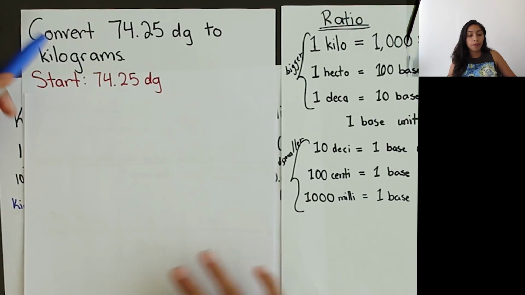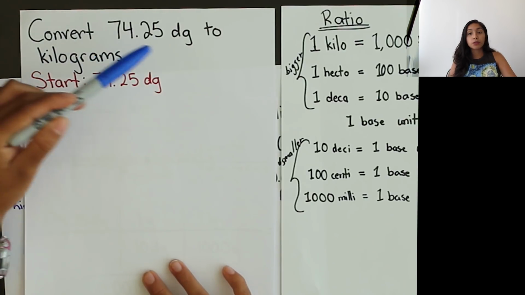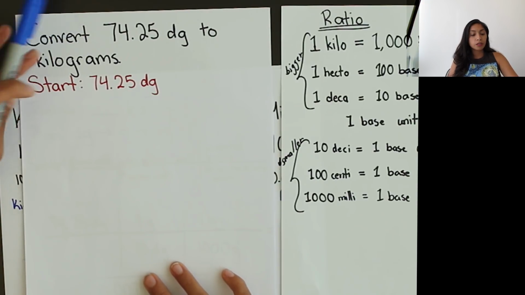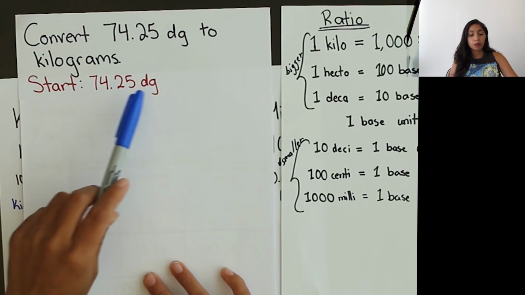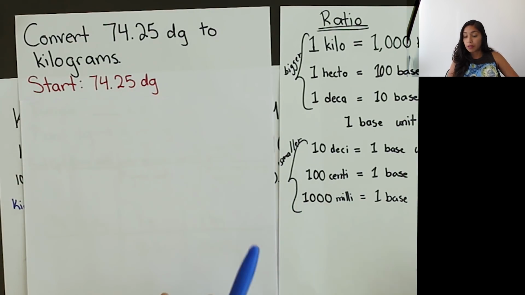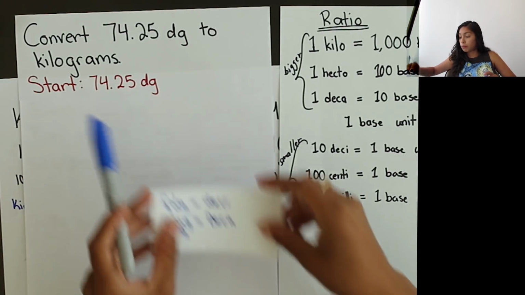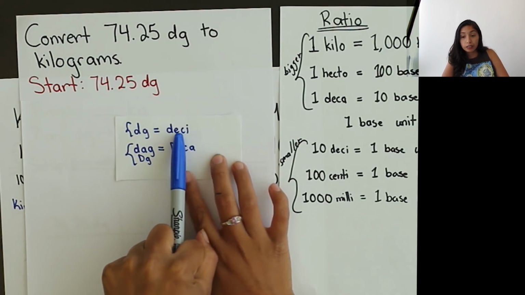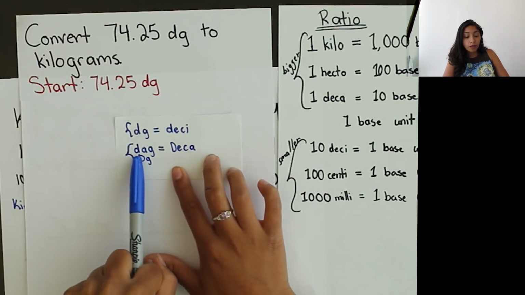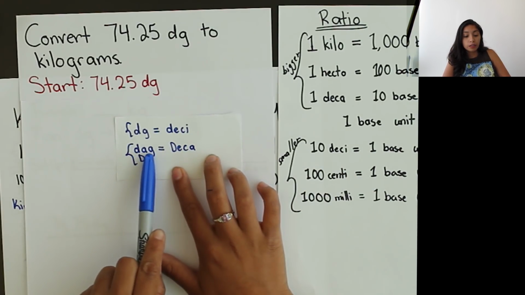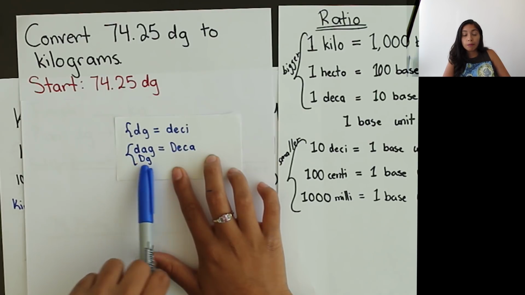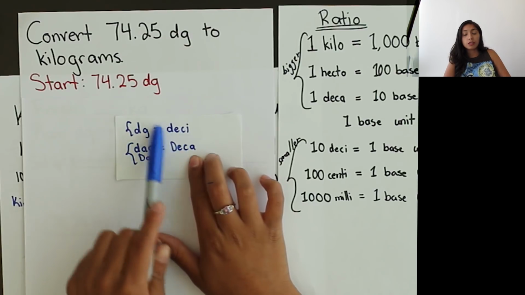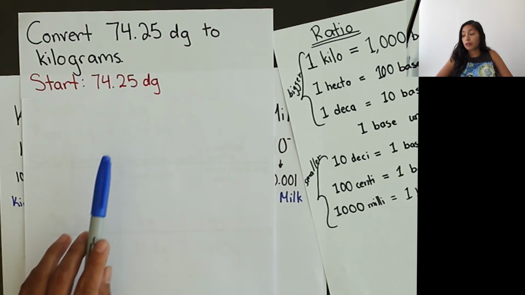Let's do another one. Convert 74.25 decigrams to kilograms. We're going to start with 74.25 decigrams. Now, some students might get confused, but anytime you see lowercase dg, that is for deci. And every time you see lowercase dag, or capital D with a G, that is deca. So since we have a lowercase d and g, it has to be deci. Don't get confused with those two.